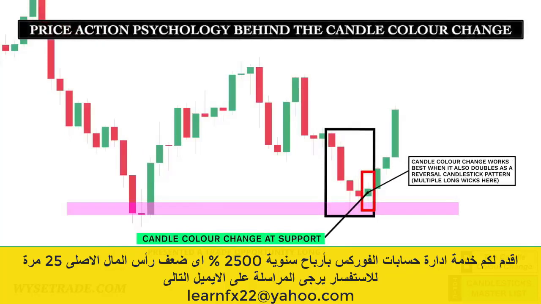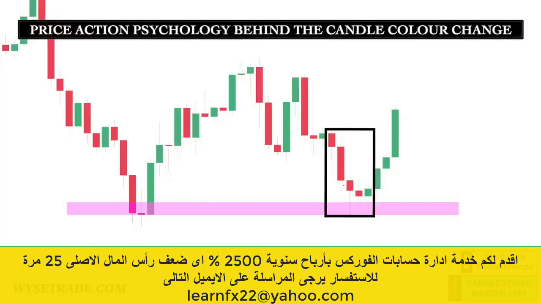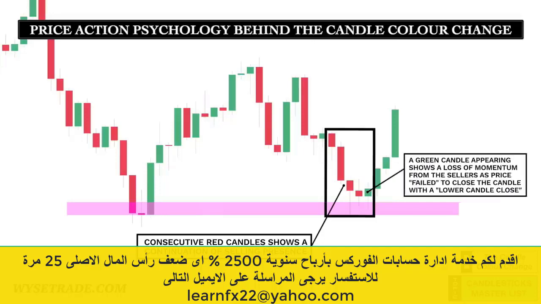So what is the price action psychology behind this? The consecutive red candles show a continuation of selling presence before a green candle appears, which shows a loss of momentum from the sellers as price failed to close the candle with a lower candle close.